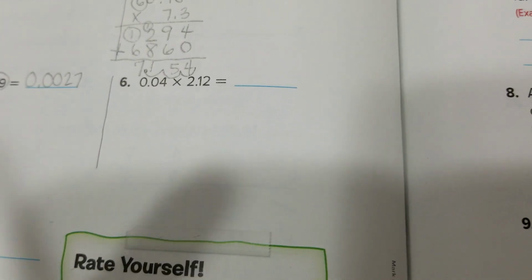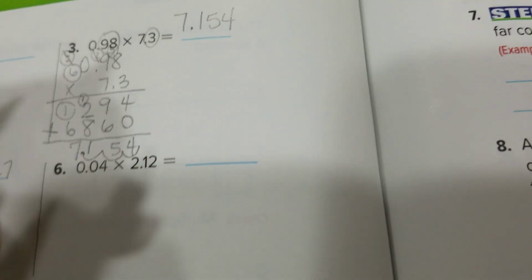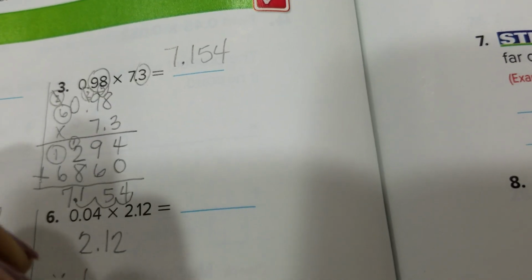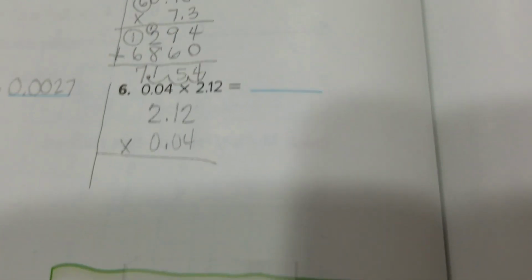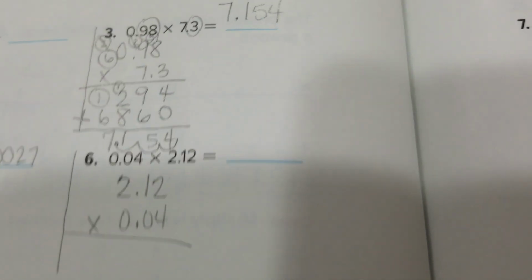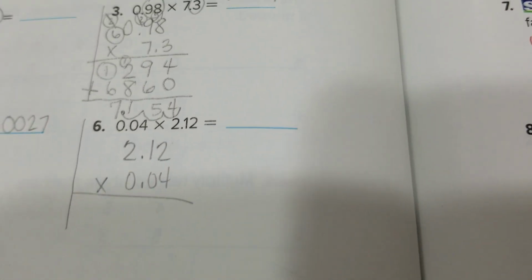Okay. Question 6. We're going to start with our 2.12 on top times 0.04. I know they appear like they have the same number of digits, and they do, but we want to count digits that do not have a 0 in them, or a 0 at the front.